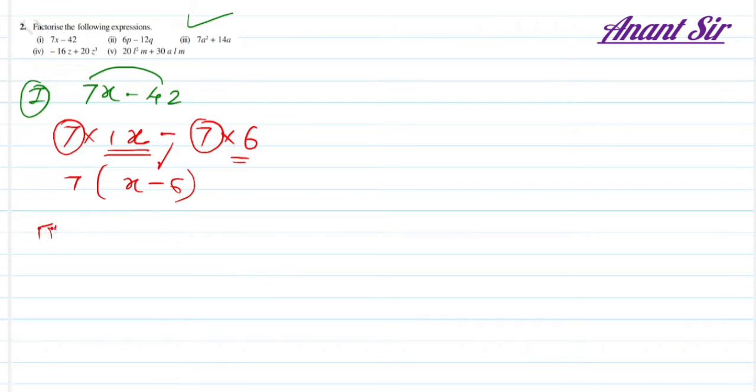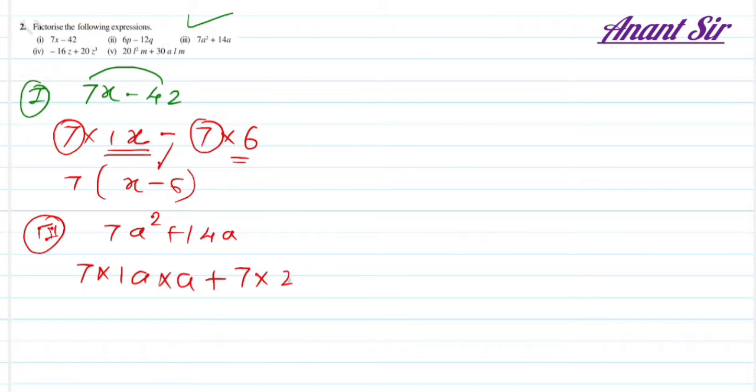So now we go on to question 3. 7a square plus 14a. 7 can be written as 7 into 1 into a, plus 7 times 2 is 14, into a. Now we are going to find what is common in both the terms. This is the first term, this is the second term. What is common in both the terms? 7 is common and 1a is also common.